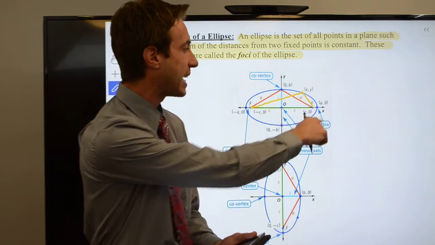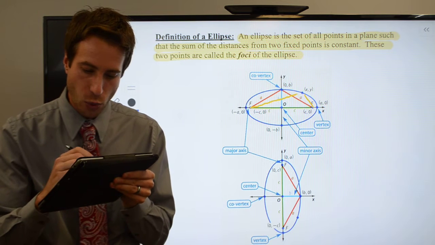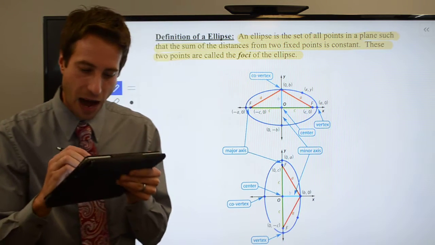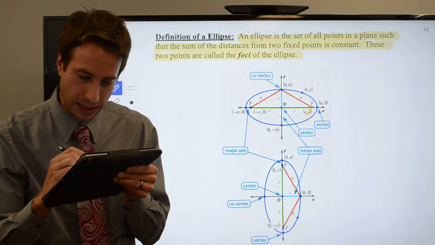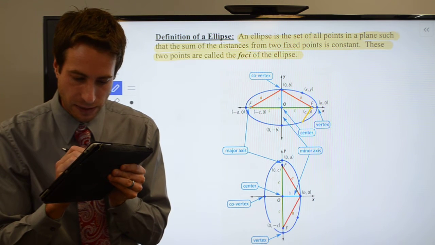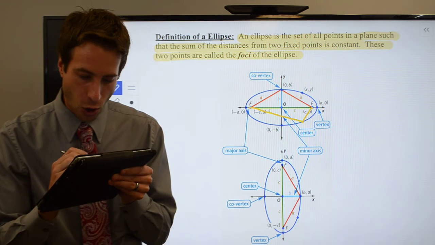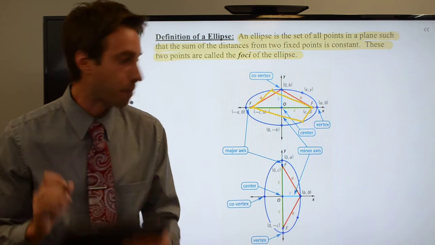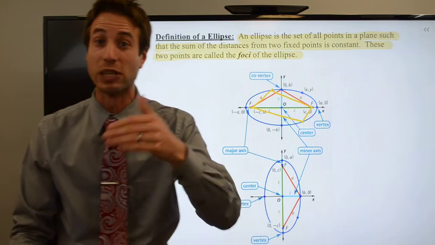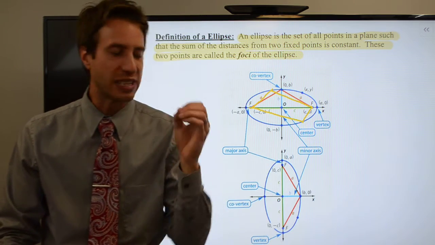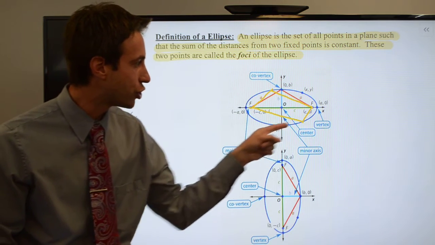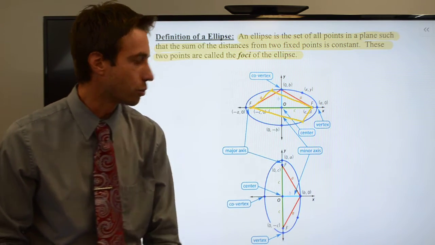So whatever that distance comes out to be would be exactly the same number as if I went from this foci to that point and this foci to that point, or from this foci to that point and this foci to that point. Those distances will always sum to the exact same number. So that's how you get the shape of an ellipse based on those two foci.